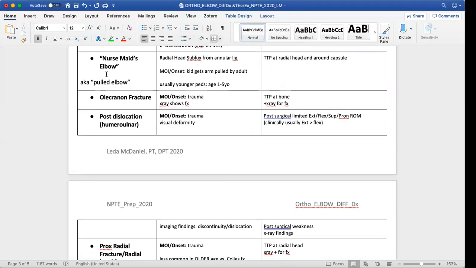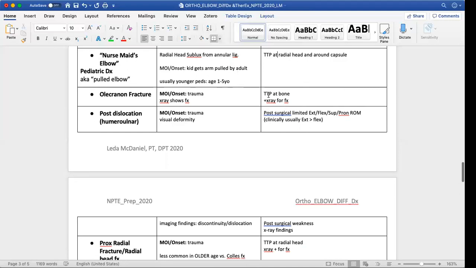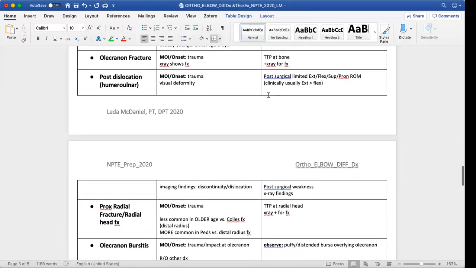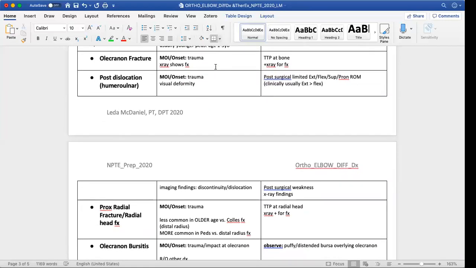Pediatric diagnosis that I threw in here was Nursemaid's elbow. This is where the radial head is subluxed from the annular ligament. It's commonly described where a child is pulled up by their arm and you have this strong force that subluxes that radial head. Usually it's in younger pediatrics, so 1 to 5 is the age range that I have heard it commonly described in.